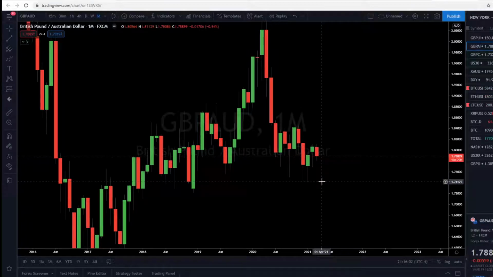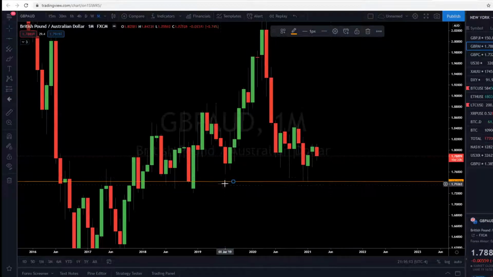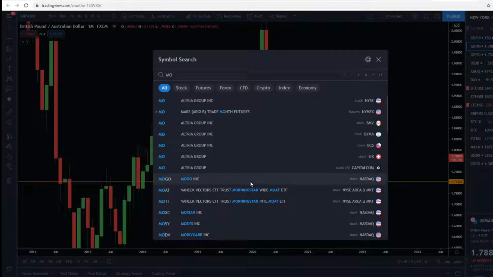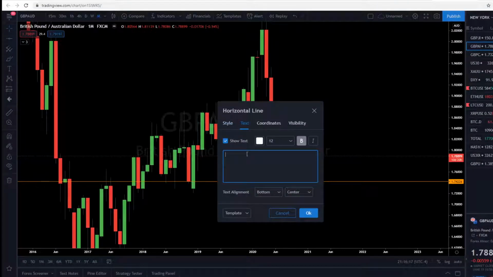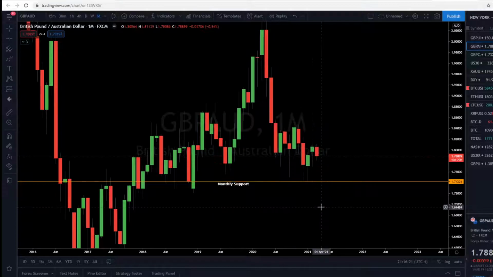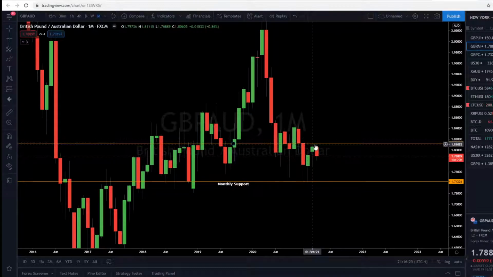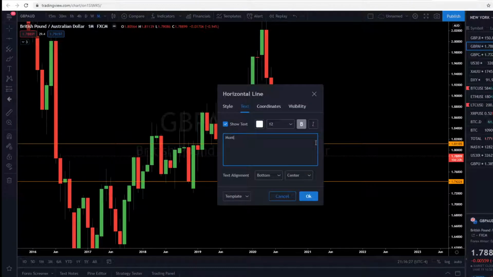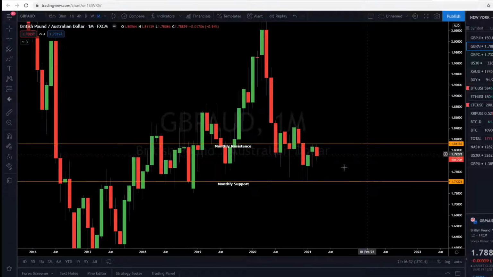Our next level would basically be 1.74175 to continue down if we are going to. So let me mark this out as our monthly support. Okay, so we have our monthly support. Now let's take a look at the monthly resistance and mark that out as well. Okay, so we have our monthly levels drawn.